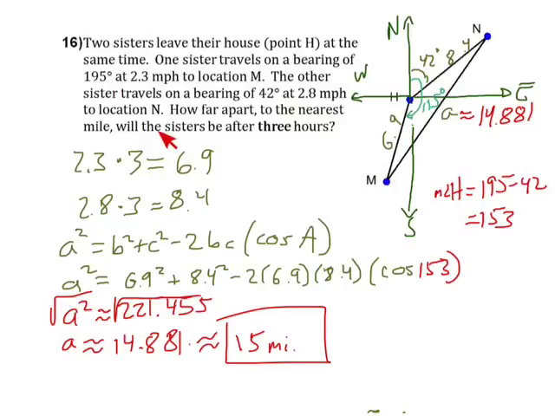All right, so we found out how far apart to the nearest mile the sisters will be after 3 hours. The 3 hours is built in because of this time. That's where they'll be at 3 hours. And so we've solved the triangle with the law of cosines.